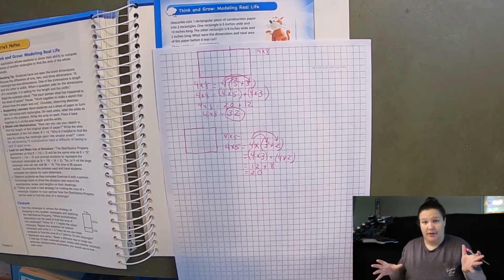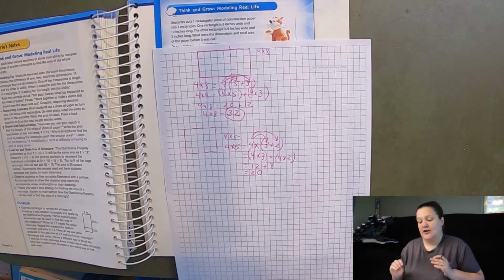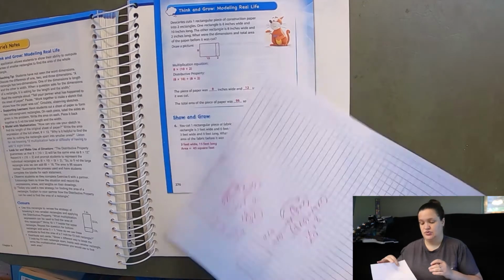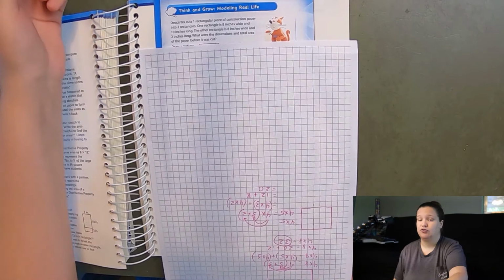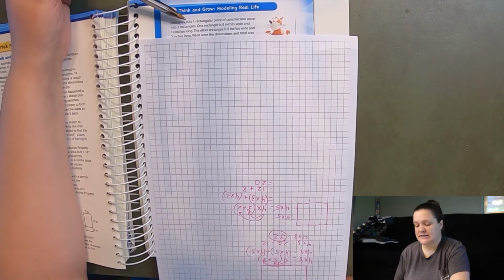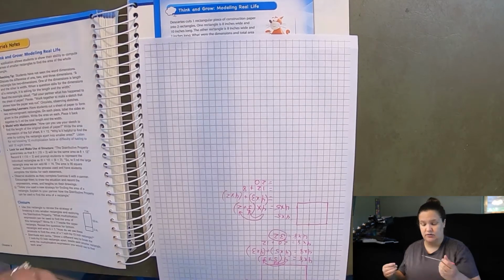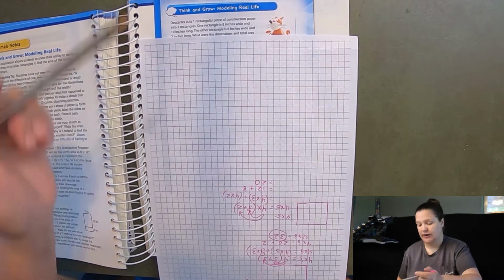All right, so let's look at this example here. So this is a word problem. So again, when you have a word problem, you've got to pay attention to everything and make sure that you get all of your information out of the word problem as you're going along. So Descartes cuts one rectangular piece of construction paper into 2 rectangles. Okay, so he split that rectangle into 2, just like we've been doing.